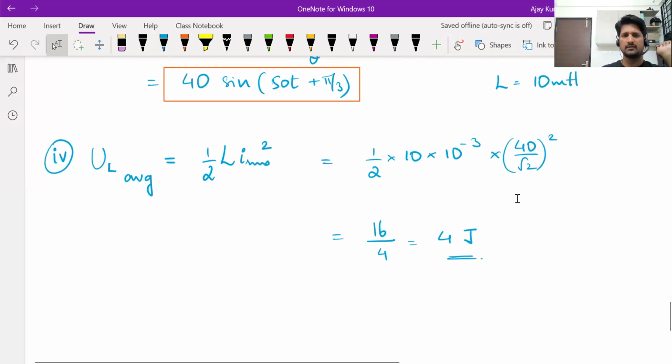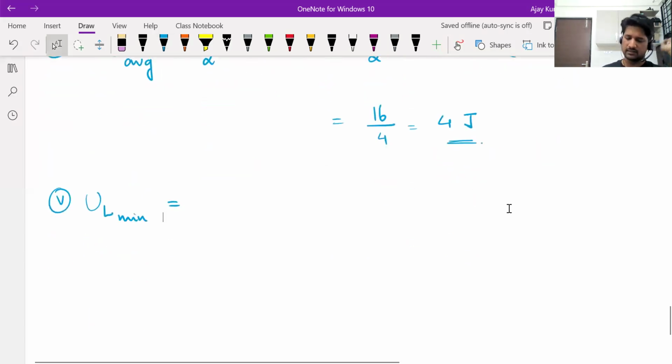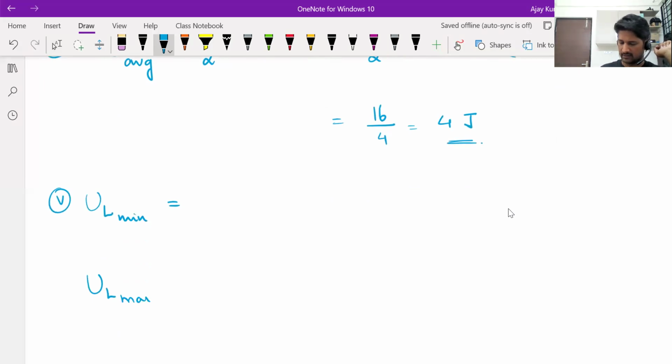Is this part clear? Any doubt in this? No, sir. Okay, now you all tell me, what is the minimum energy stored in the inductor at any instant, and what is the maximum energy stored in the inductor at any instant? You know, it's a varying current, so energy in the inductor will also be varying. What is the minimum and maximum energy?